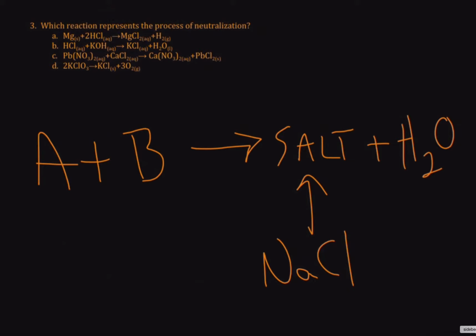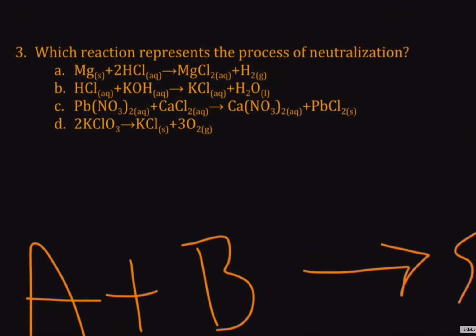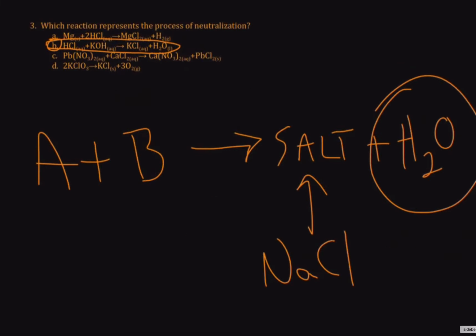But the key here to look for is, does it produce water? Well, the only one of these choices that has water in it is choice B. Right? That's the only one that has water as a product. So that right there tells you that this is a neutralization reaction and all the other ones couldn't be, because it has to have water as one of its products.